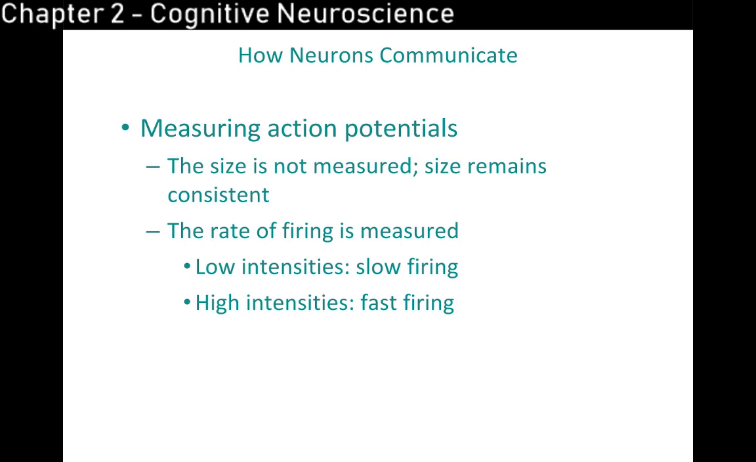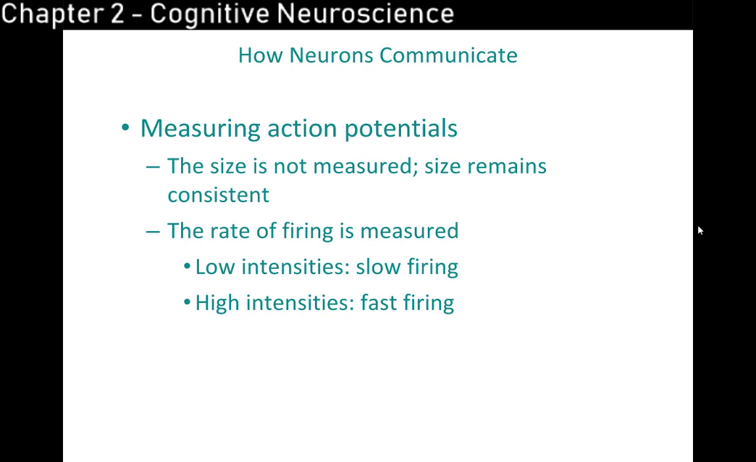And so just reiterating that idea that being able to measure an action potential relies on this idea that the amount of action potential isn't what matters. What matters is the rate at which this action potential is being achieved. And for low intensities, a slower firing of the neuron occurs, and for higher intensities, a faster firing occurs.